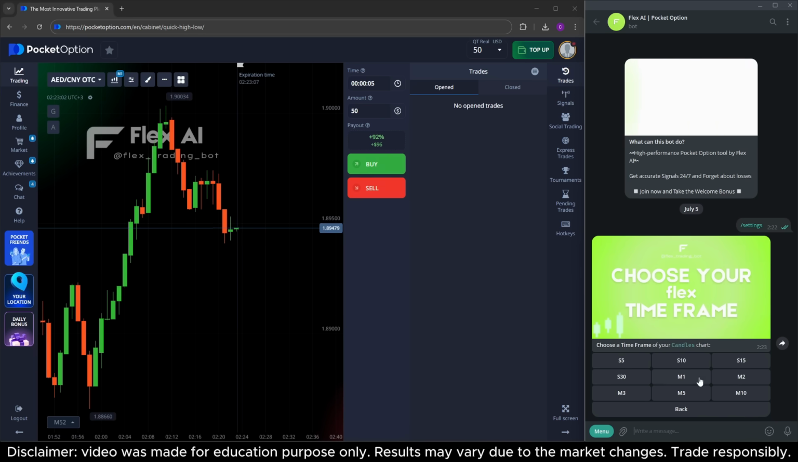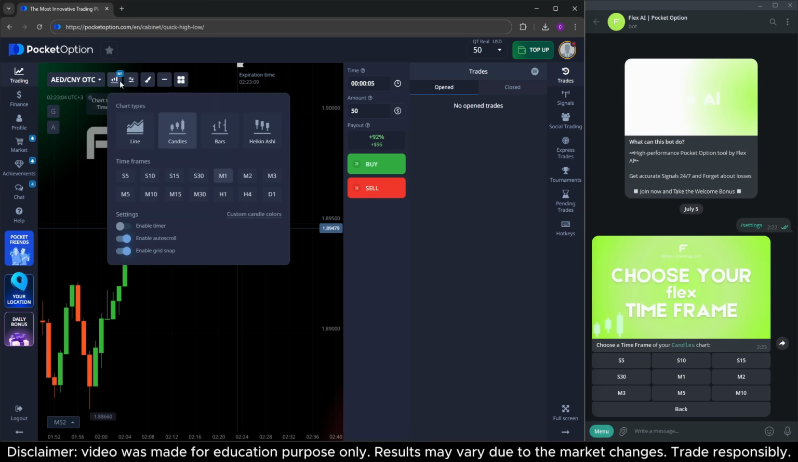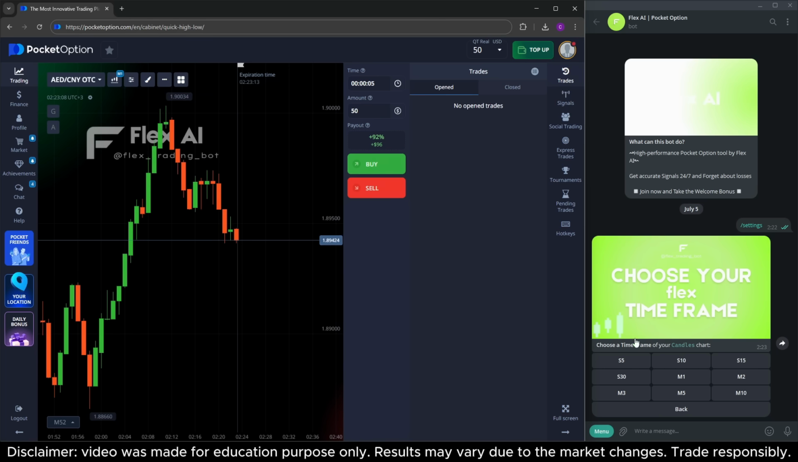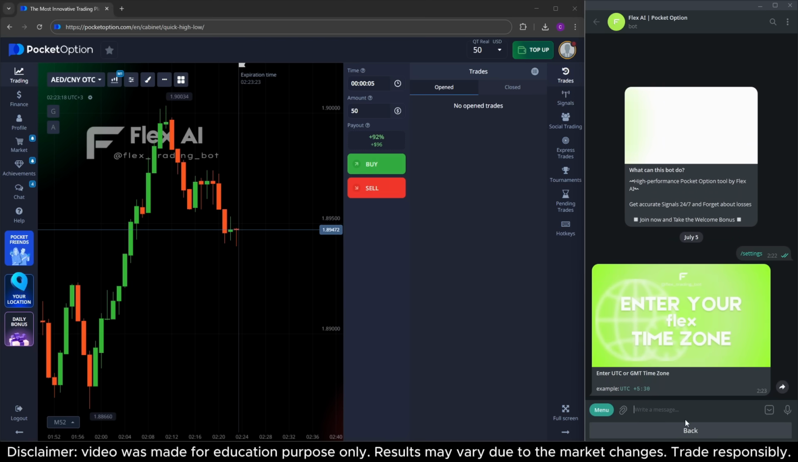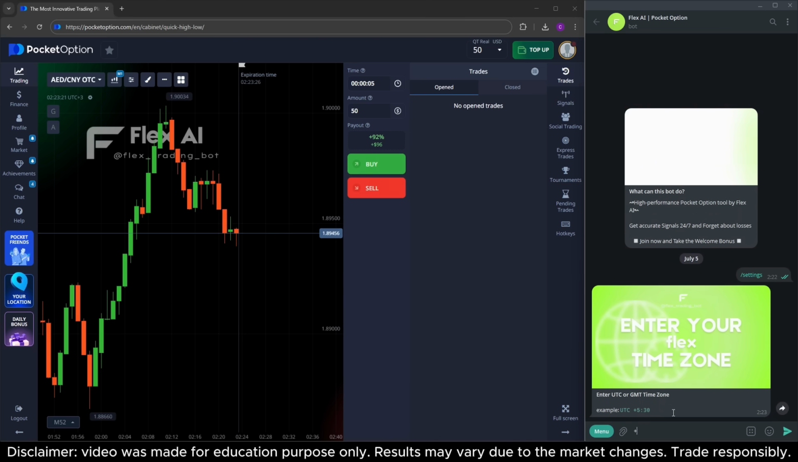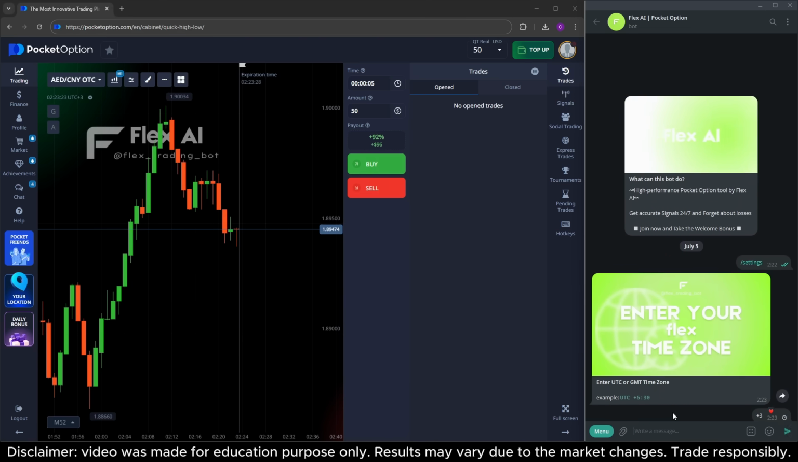When talking about customization, this is what it looks like. Live assets, OTC or crypto. Set your own chart type, time frame, and the most important, your time zone. Flex AI will fully synchronize with your own Pocket Option account. When all the settings are set, let's proceed to the first Flex trading session.